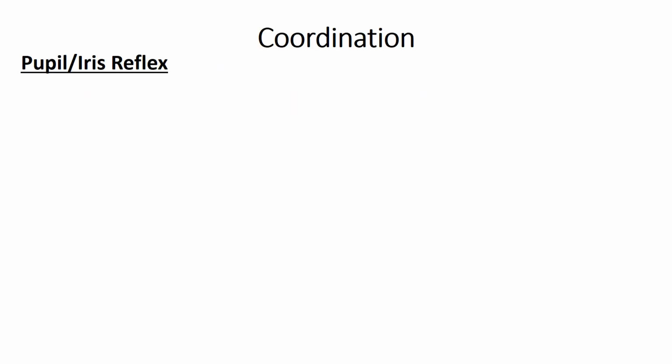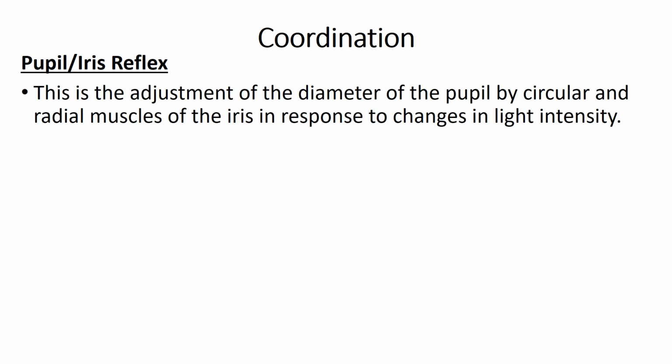Finally, we look at the pupil or iris reflex. This is just the adjustment of the diameter of the pupil by circular and radial muscles of the iris in response to changes in light intensity. So when you go in a dark room, there's going to be a change in the size of your pupil. And when you go somewhere where there's light, the size is going to be different. So for us to understand that, we need to understand two muscles of the pupil, the circular muscles and radial muscles.